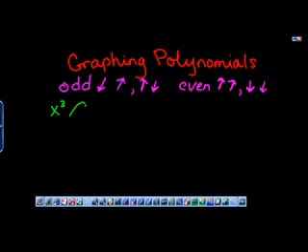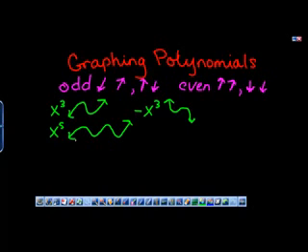Polynomial x to the third will look something like this, starting low and ending high because it has a positive leading coefficient. That leading coefficient is now negative, so it's going to start high and end low. Similarly, x to the fifth, positive coefficient, so it will start low and end high. It will look something like this, changing directions 5 times. Negative x to the fifth will start high and end low.